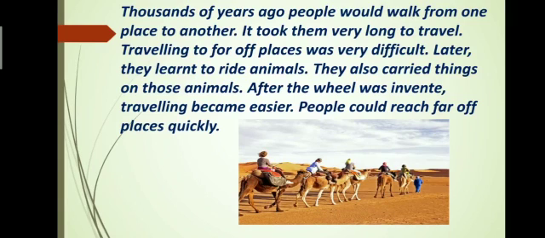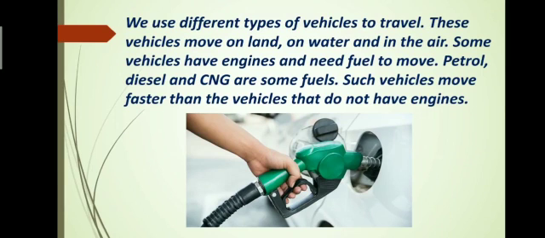Students, we use different types of vehicles to travel. Some of the vehicles move on land, some on water, and some in the air. Some vehicles have engines and need fuel to move. Students, petrol, diesel, and CNG are some fuels. Vehicles which have engines move faster than the vehicles that do not have engines.